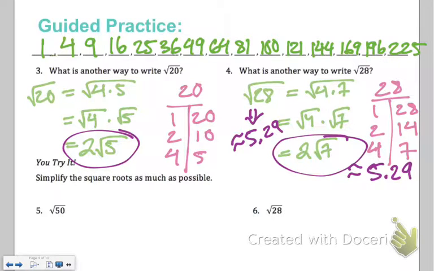It's not that 28 and 2 times the square root of 7 are two different numbers. We're just writing it in a different form. It's like simplifying a fraction, right? We can reduce 2/4 to 1/2, but they're still the same value. It's just written in a different form.